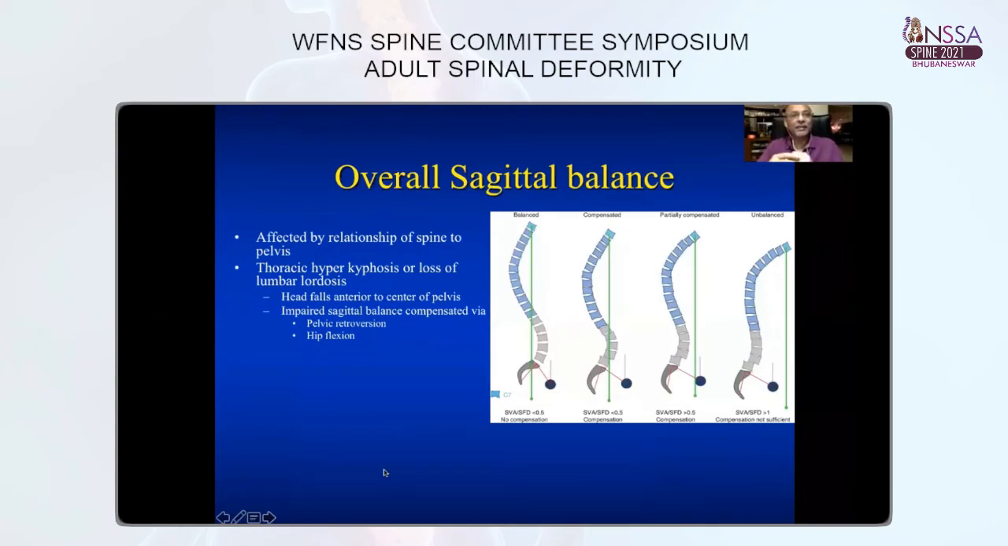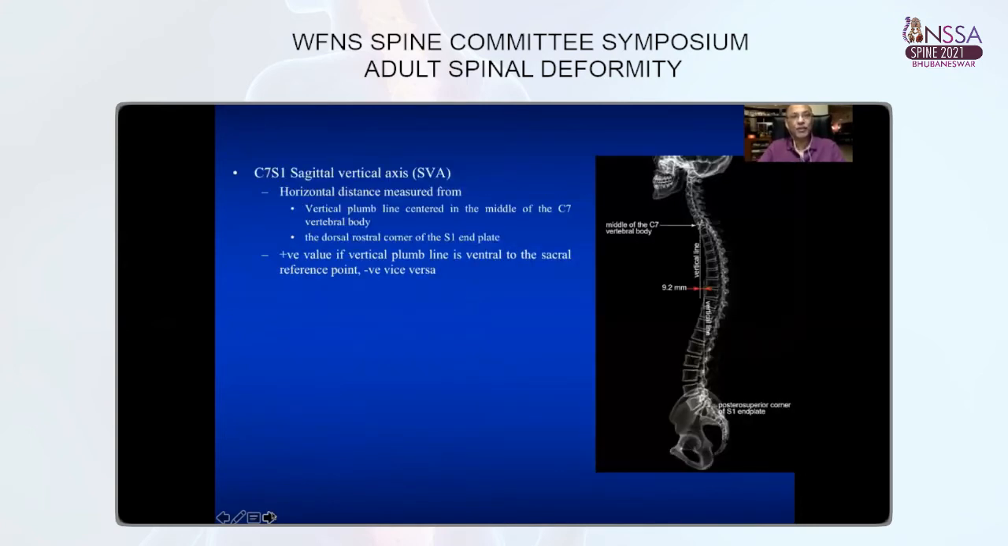Overall sagittal balance is affected by the relationship of the spine to the pelvis. So with thoracic hyperkyphosis or loss of lumbar lordosis, you've got the head falling anterior to where the pelvis is. So impaired sagittal balance leads to hip flexion, and you can see the hips being flexed, and also pelvic retroversion, which was here and moved on to become retroverted here. So it keeps on moving from partially compensated to completely compensated. And here, the pelvic tilt, sacral slope, pelvic incidence, and even pelvic angle will also come into play.